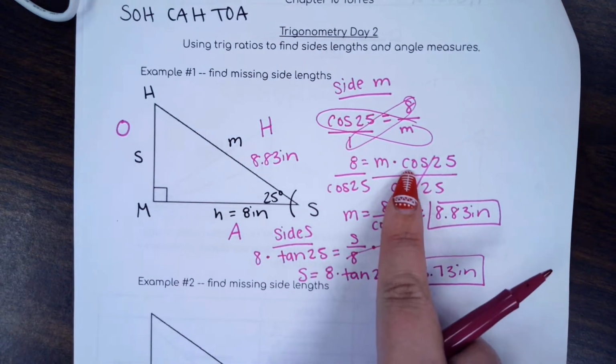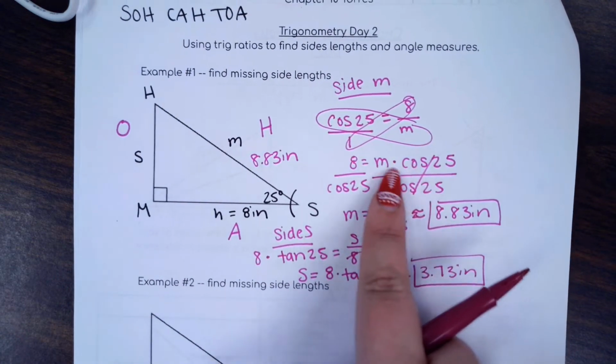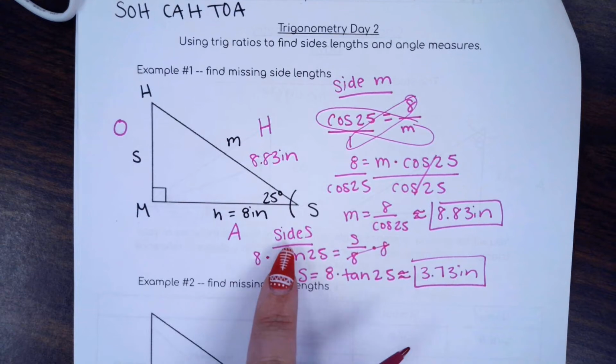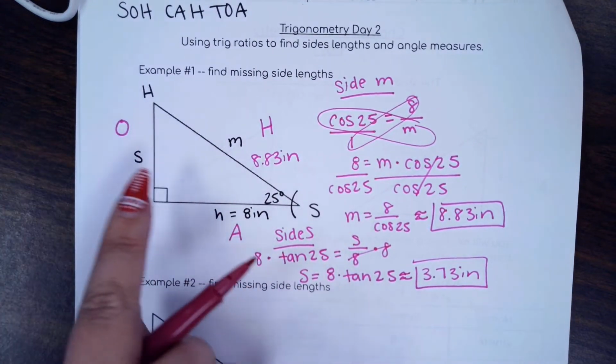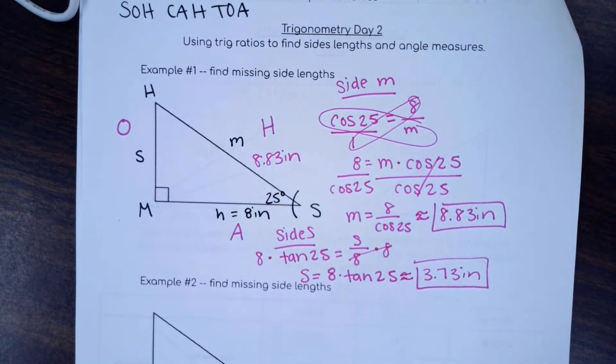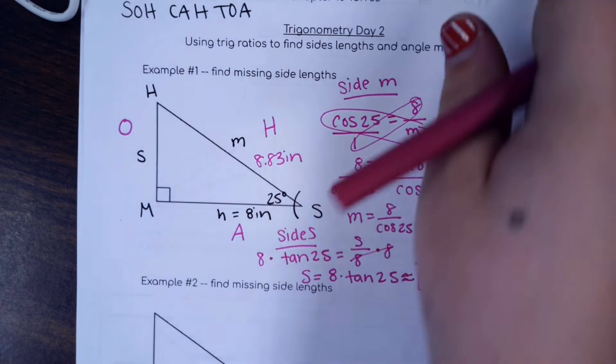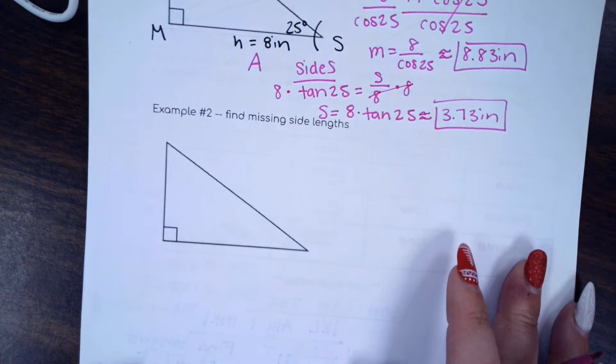And then once we have our trig function, cosine of 25 and tangent of 25 and sine of 25, that is just a number. So all algebra rules apply. Okay, let's look at example number 2 here.